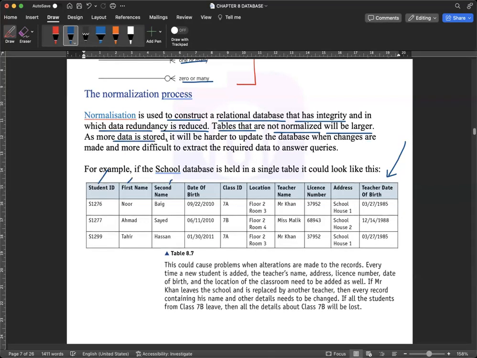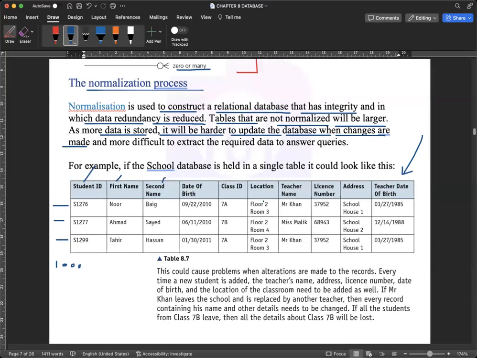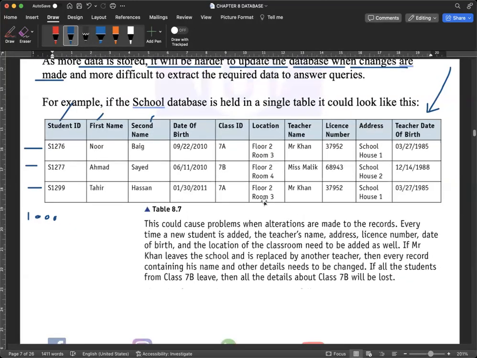As more data is stored, it will be harder to update the database when changes are made. So if there are only three records right here, let's suppose if we have 1,000 records, what do you think? Is it difficult to organize, manage? Yes, it is. That is the reason we are going to do the normalization to make our table, our database simple. Is it okay?